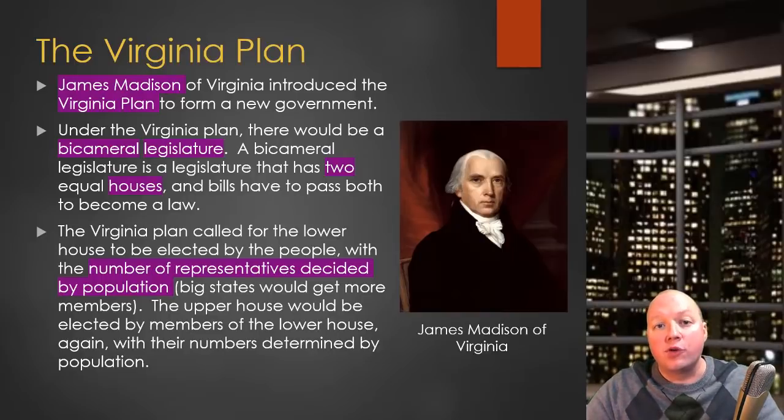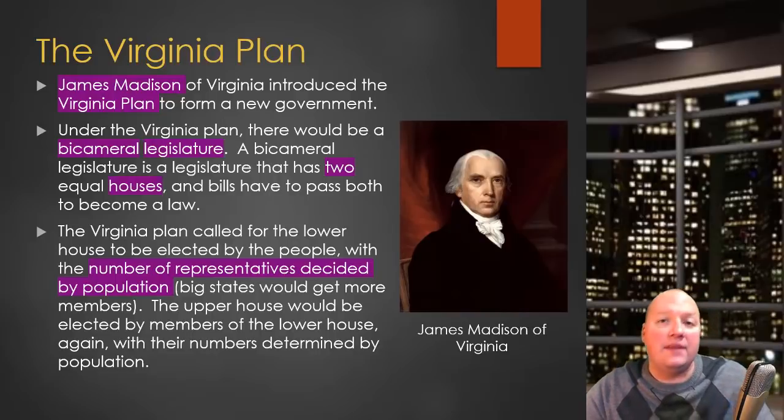So under the Virginia Plan of James Madison, we're going to have a bicameral legislature, a two-house legislature that has two equal houses. So one would be the House and the other would be the Senate. And for a bill to become a law, you've got to get it past both houses. So the lower house or the House of Representatives would have to agree to a bill, and the exact same copy would have to pass the upper house or the Senate. Okay, that's how our government works today.